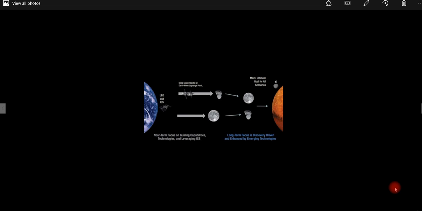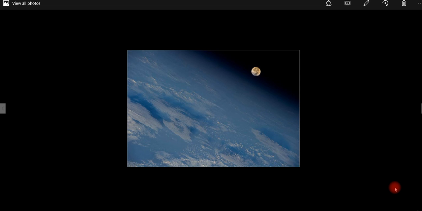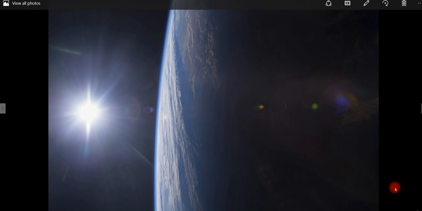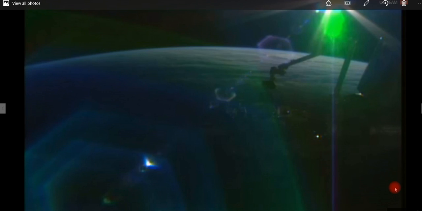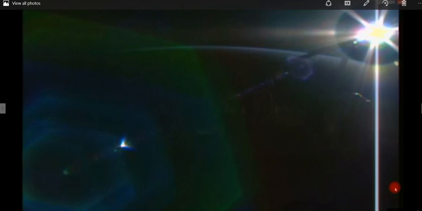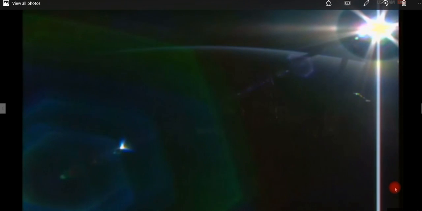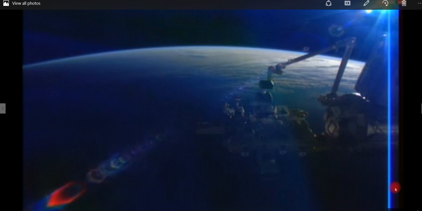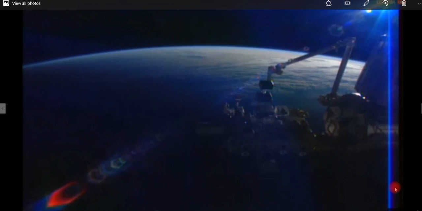Explains how they get the cameras there, even to look at Mars. But this is what we get, folks. All of the following pictures you're going to be seeing is what we get from NASA. This is supposedly the sun and the sunrise coming up. We get the green plasma. We get the, I don't know, the shield. We get the fantastic looking blues.